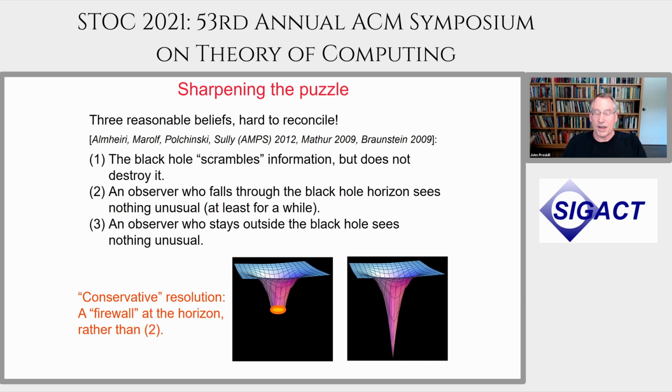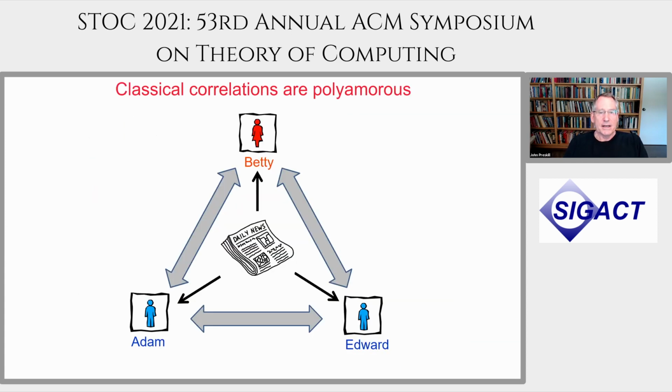And it's even been suggested that to resolve the tension, one should give up on option 2, so that an observer who reaches the horizon does not pass through unscathed, but is actually immediately destroyed in a seething firewall due to quantum effects, something very different than what happens in the classical theory of black holes. So why would one believe something so crazy as the existence of a firewall at the black hole horizon? It's because of a fundamental difference between classical and quantum correlations.